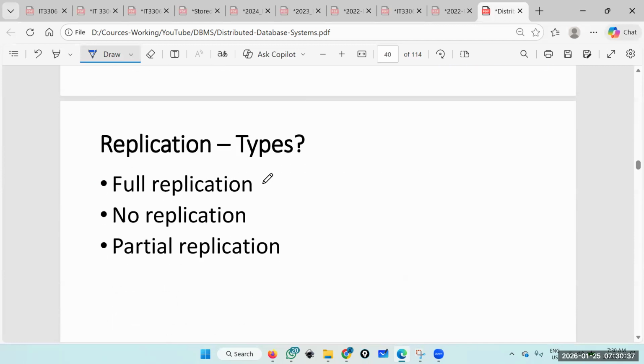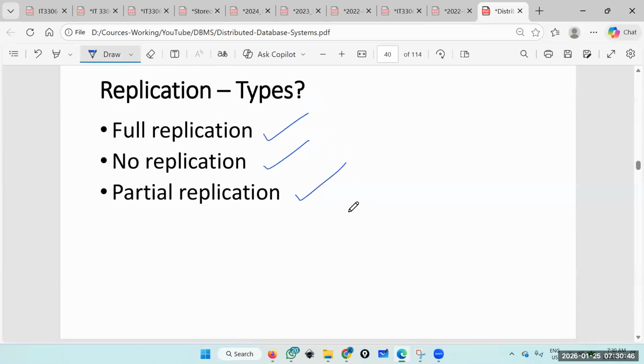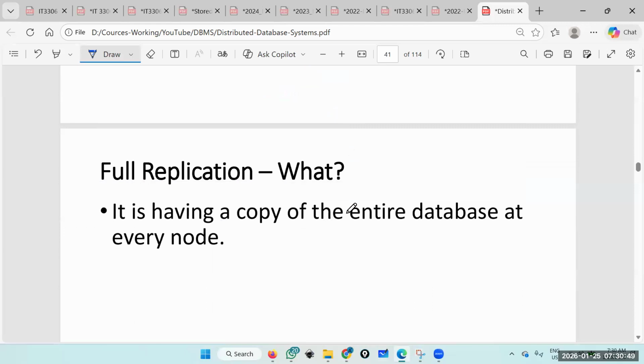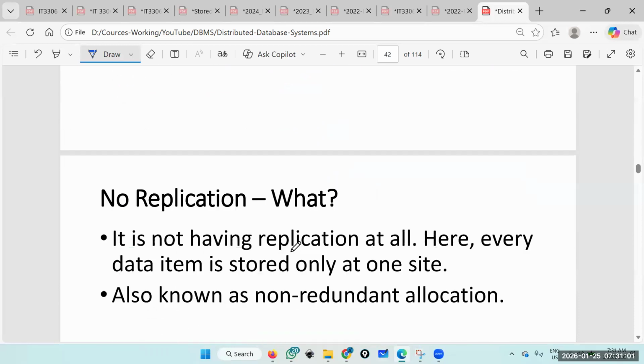Right. So when it comes to replication, we have three strategies: full replication, no replication, and partial replication. The name itself says it: full replication means the same copy is in multiple places, the entire database at every node. Of course, the other extreme is no replication. That means you only do fragmentation, you don't do any replication. So you don't get the advantage of availability and performance, but at the same time, it makes things simple as well.